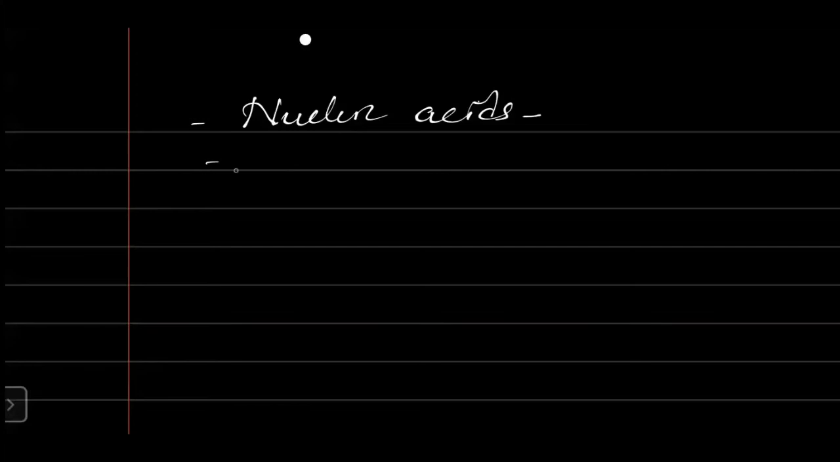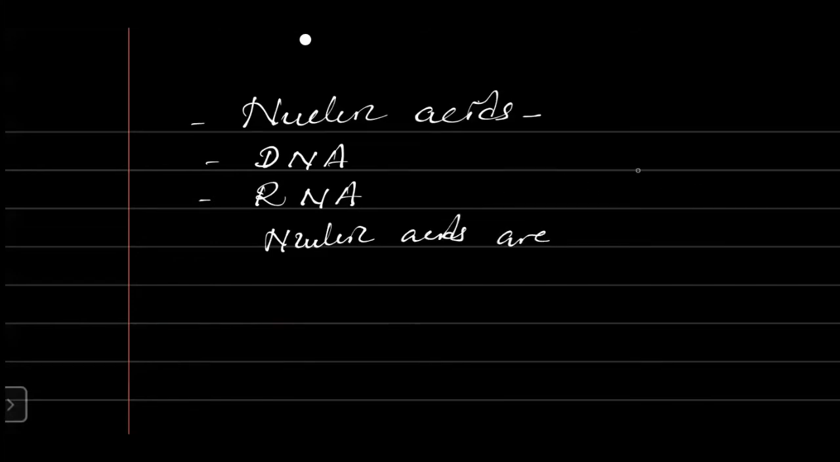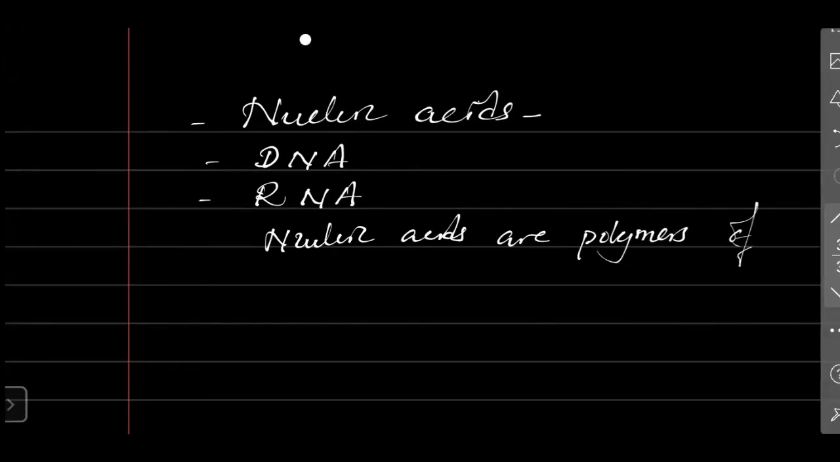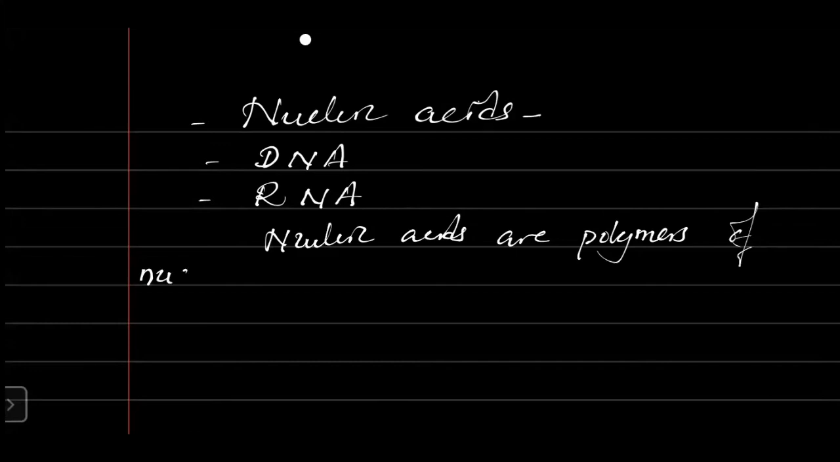Ready? Okay, what are the two types of nucleic acids as you know so far? Deoxyribonucleic acid and ribonucleic acid. They make a polymer. Nucleic acids are polymers of nucleotides. Okay.